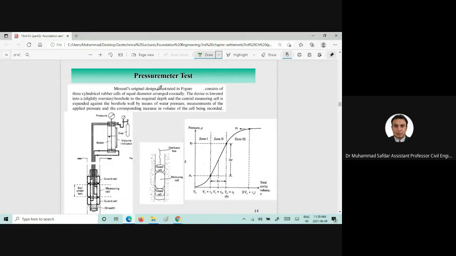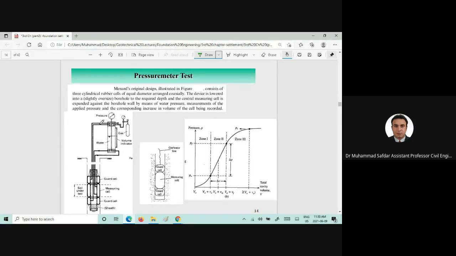The pressure meter test is performed to estimate the modulus of elasticity. In-depth understanding is not desired at undergraduate level. It is taught in in situ tests and postgraduate studies, but a general behavior of how we estimate the modulus of elasticity in the field is shown in this slide.